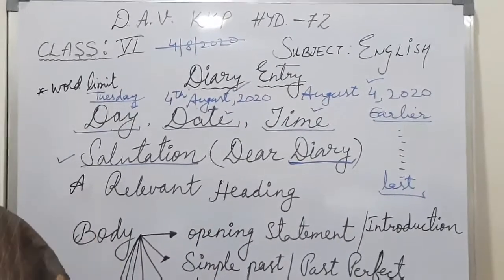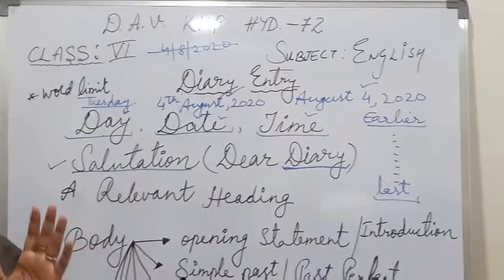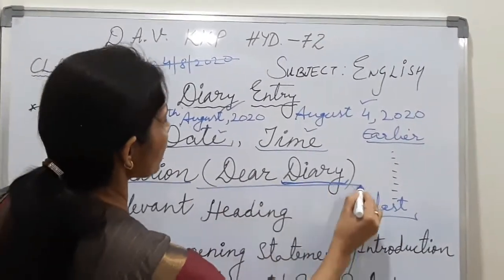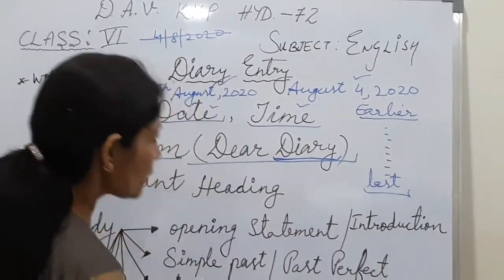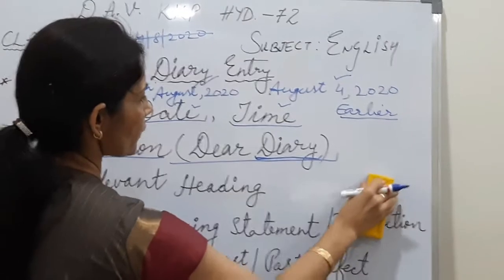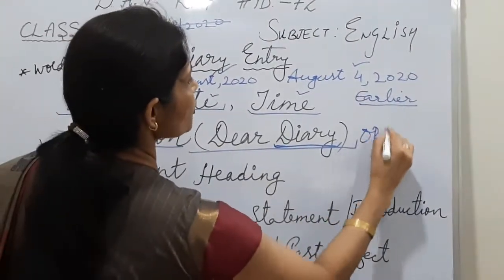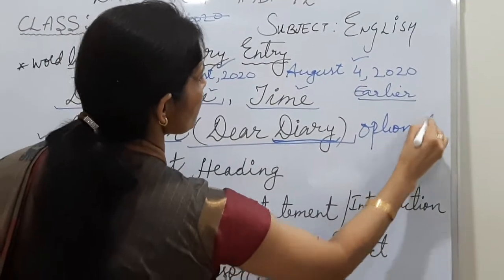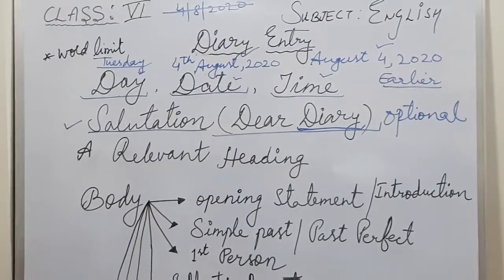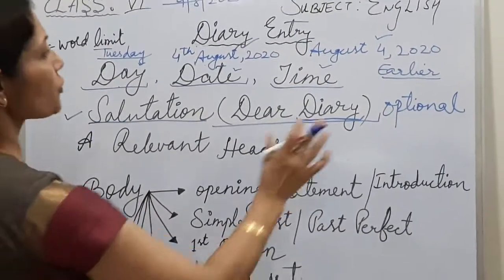But from the examination point of view, if you're writing a diary for school purposes, then this part is optional. Optional means you can write it, but it's not necessary, it's not mandatory. Some teachers will say this is not needed, some will say okay, it is accepted. But from my point of view, this is optional.